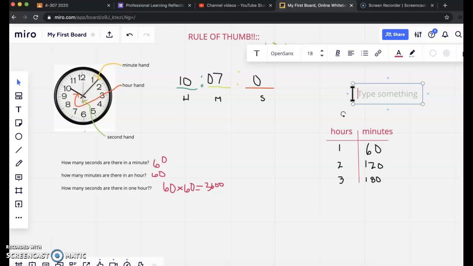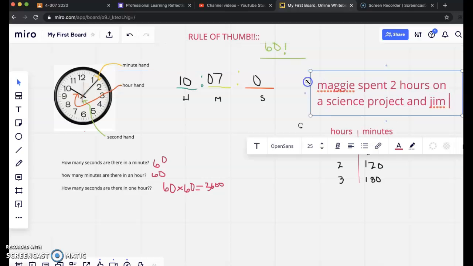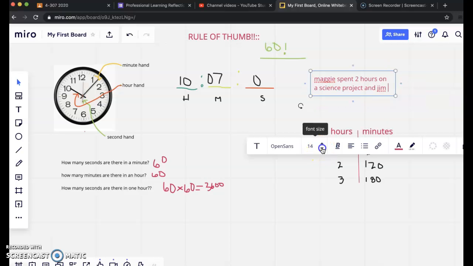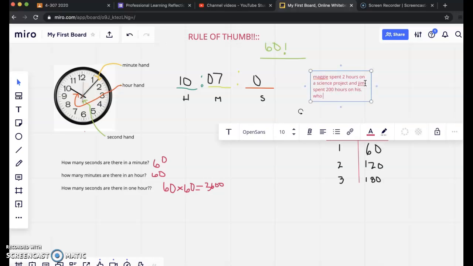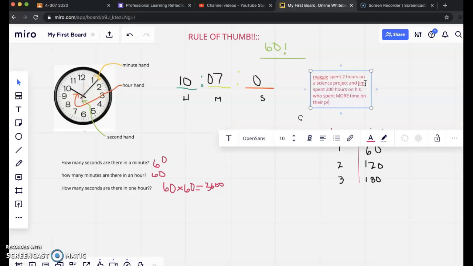Here's a question that somebody might ask you. If this girl, let's say Maggie, spent 2 hours on a science project, and Jim, let's move this over and make this much smaller, spent 200 hours on his, who spent more time on their project?